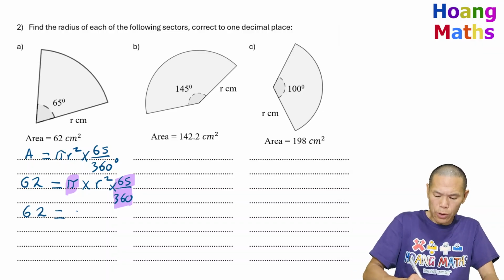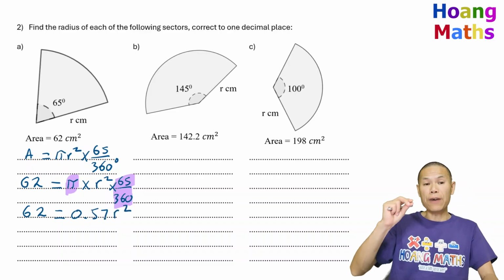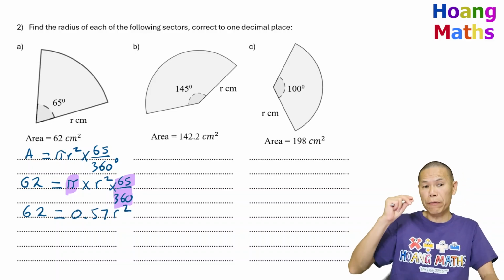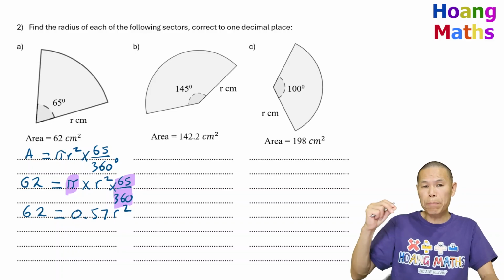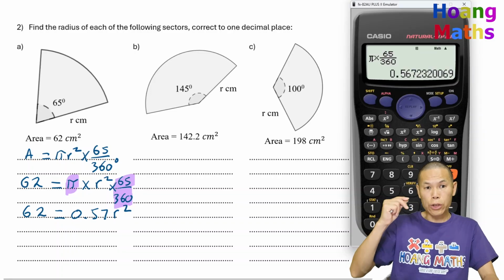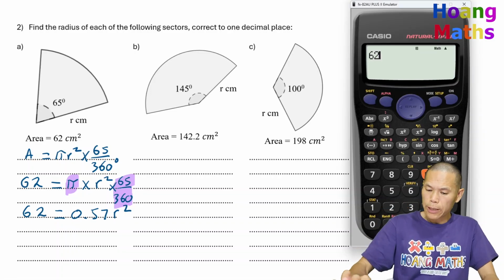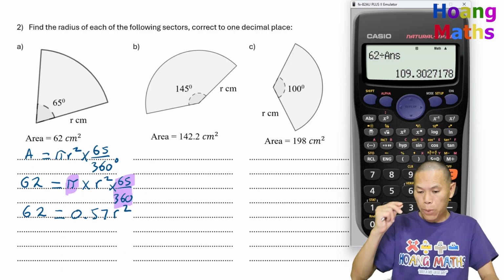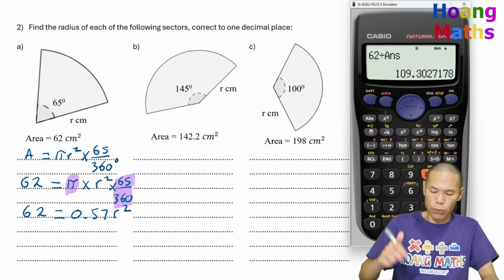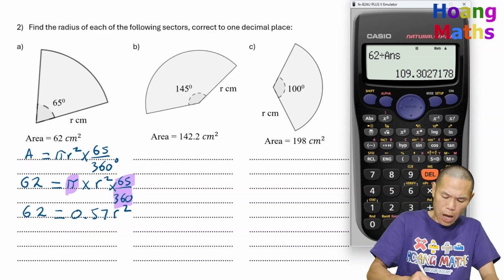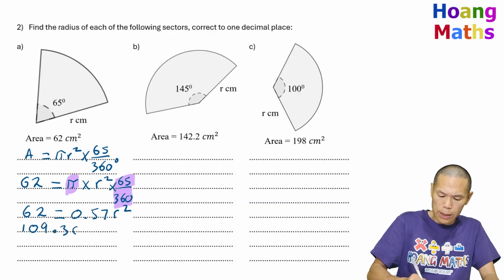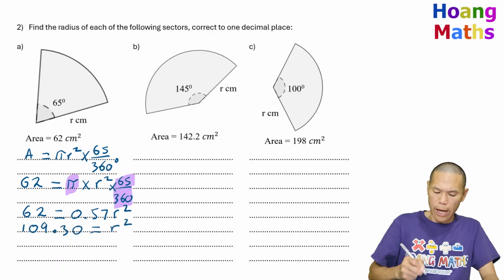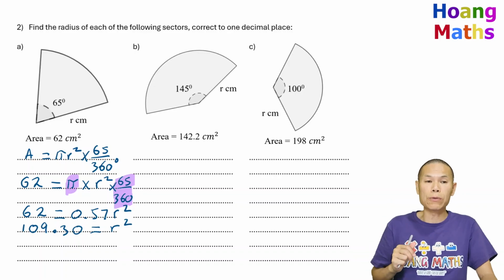62 equals 0.57 r squared. And I divide both sides by 0.57. But I use the whole number on the calculator. So I just go 62 divided by the answer. That will give me more accurate. So 109.3 first, 109.30 if you wish. So 109.30 is r squared, because I divided by 0.57 already.